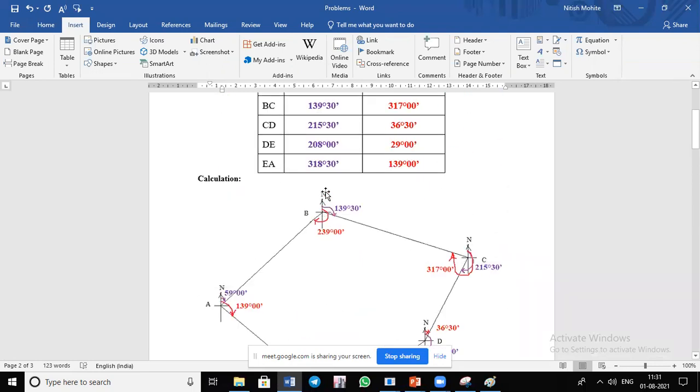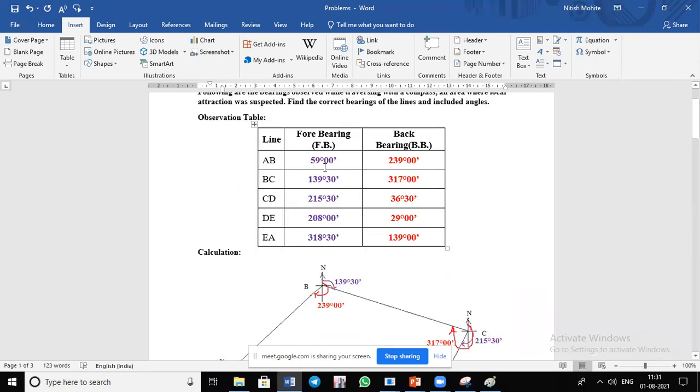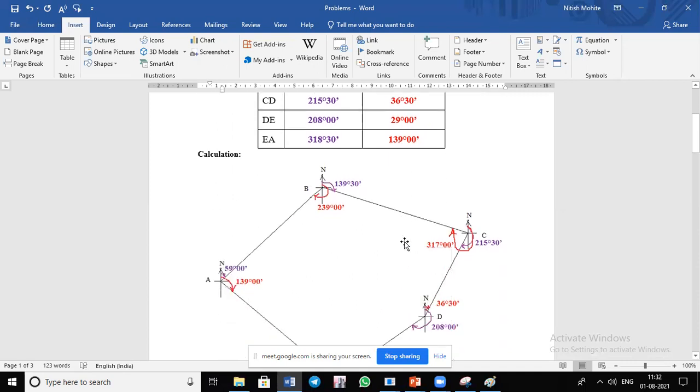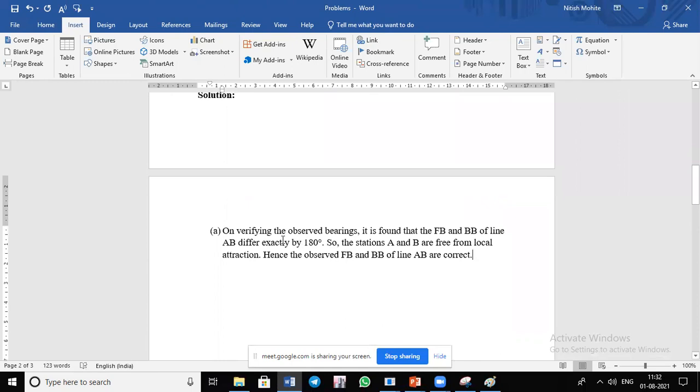First of all, whatever the readings are given, we are going to add 180 degrees and check whether the difference is 180 degrees or not. Here in the first line only we get the difference as 180 degrees, but you can see for BC it is not 180 degrees, and for CD, DE or EA they do not have a difference of 180 degrees. So first we see the observed readings, and from that we start the calculation. The first statement will be: on verifying the observed bearings, it is found that the forebearing and the back bearing of line AB differ exactly by 180 degrees.